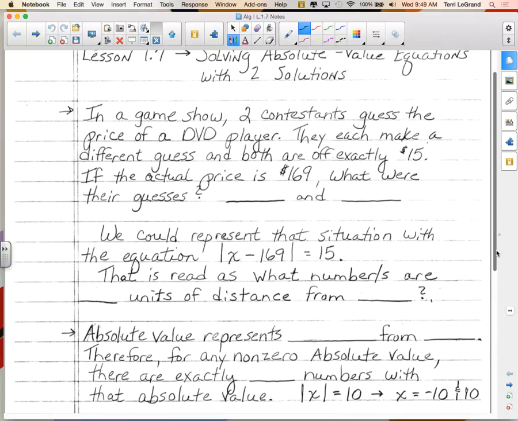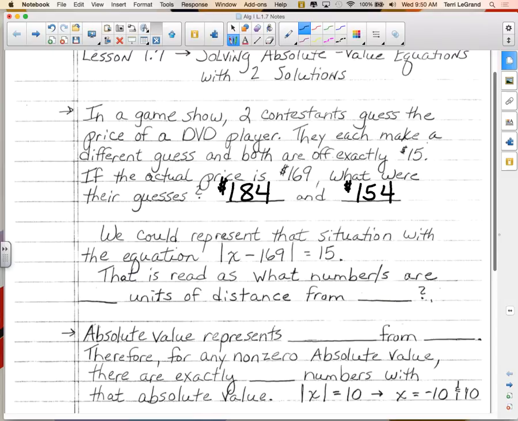In the game show, when we have those two contestants guessing the price of the DVD player, and they each had their own guess, and they were both exactly $15 off of the actual price of $169. So what was one of the guesses? Chase? 184. Okay, so $184 was one of the guesses. What was the other guess, Riley? 154. Okay.